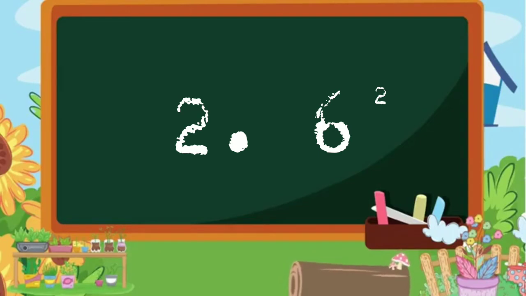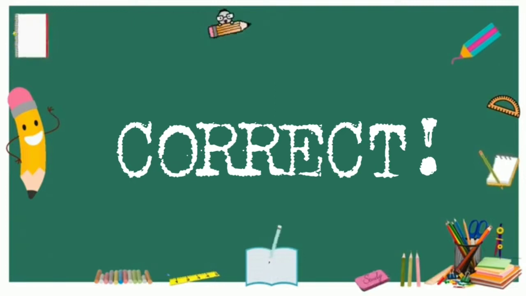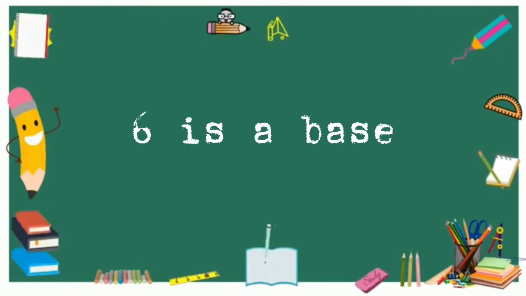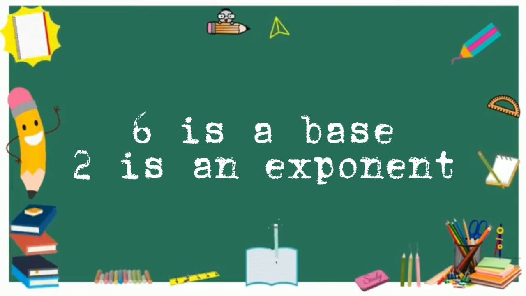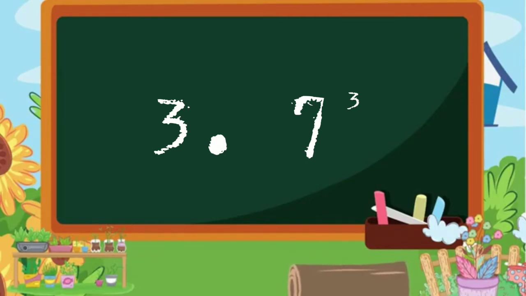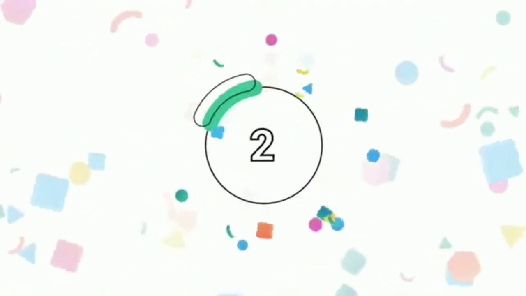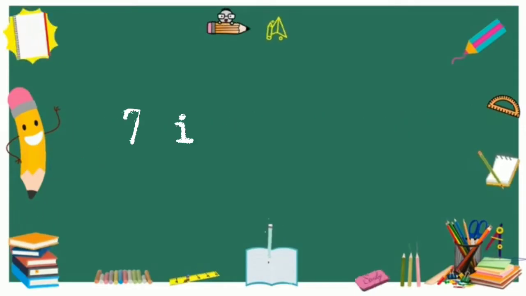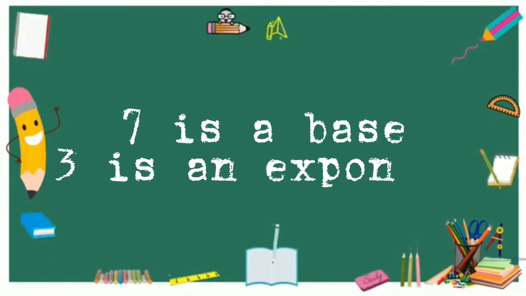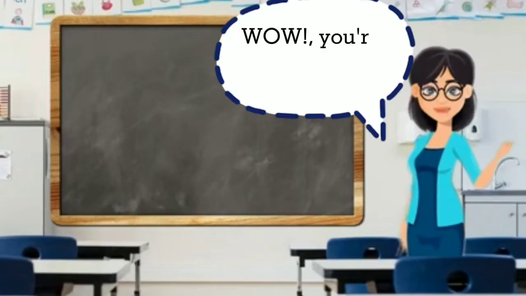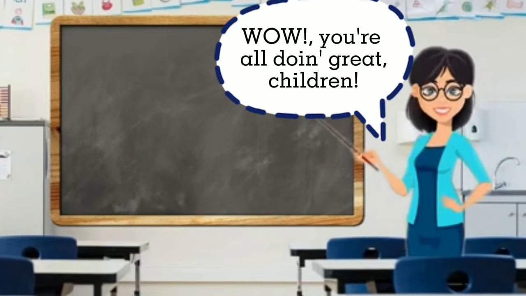Next, number 2: 6 squared, or 6 raised to the power of 2. Correct. 6 is the base and 2 is the exponent. Last we have number 3: 7 cubed, or 7 raised to the power of 3. Correct. 7 is the base and 3 is the exponent. Wow, you're all doing great, children.